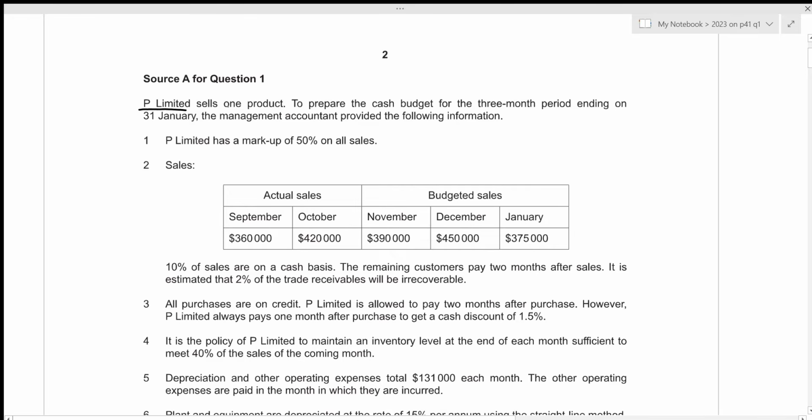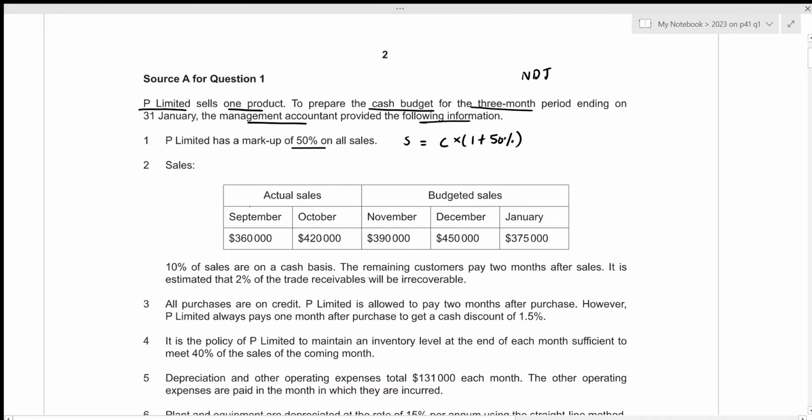P Limited sells one product. To prepare the cash budget for the 3-month period ending on 31st January, so the 3-month period is for the months of November, December and January, the management accountant provided the following information. The first information we have is that P Limited has a markup of 50% on all sales. So this just means that our sales value is just equal to cost, or the cost of sales, multiplied by 1 plus 50%. So we're basically raising cost by 50% in order to arrive at our sales value, and we're given the sales amounts as well.